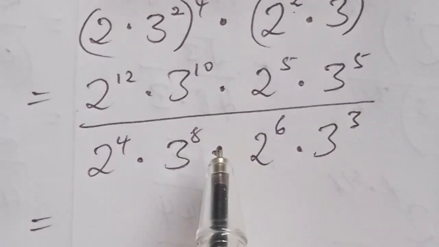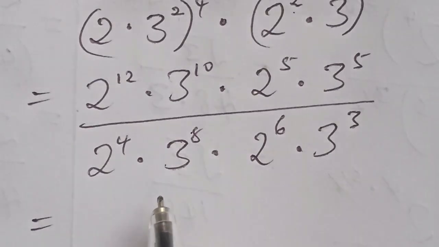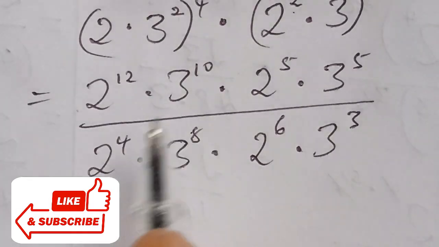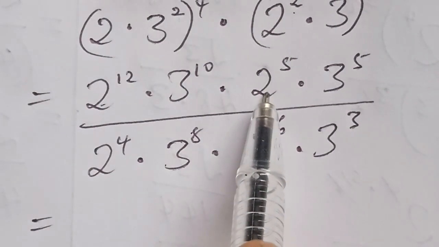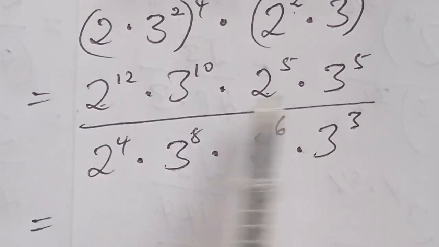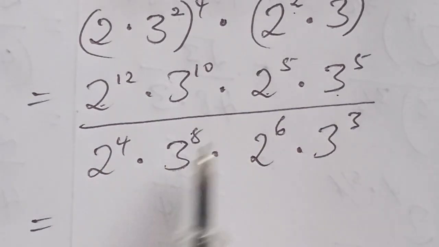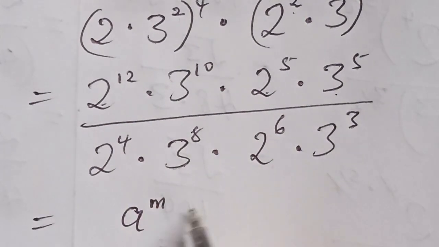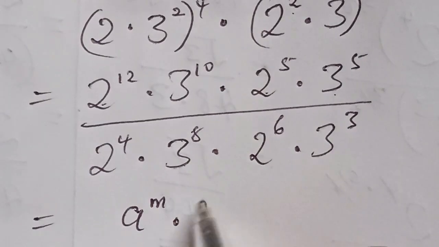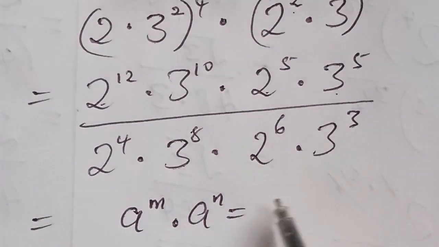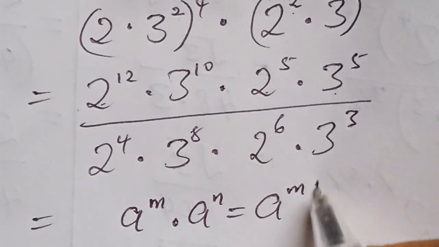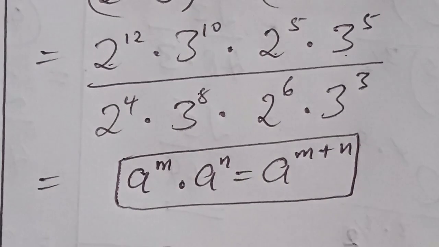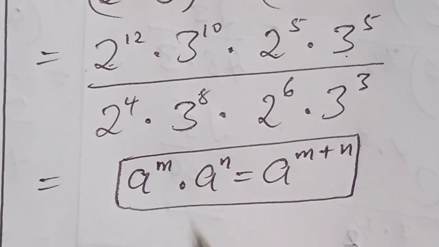Now we collect the like terms, and we simplify both the numerator and denominator. So we have the 2s to be merged together, and the 3s to be merged together from the numerator and the denominator. To do that, we use this identity: a to the power of m multiplied by a to the power of n is written as a to the power of m plus n. If we use this identity, it makes it easier to simplify. So we can now collect the like terms.